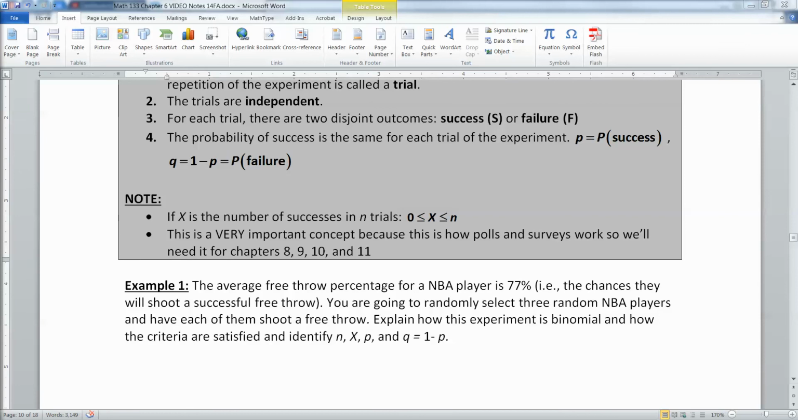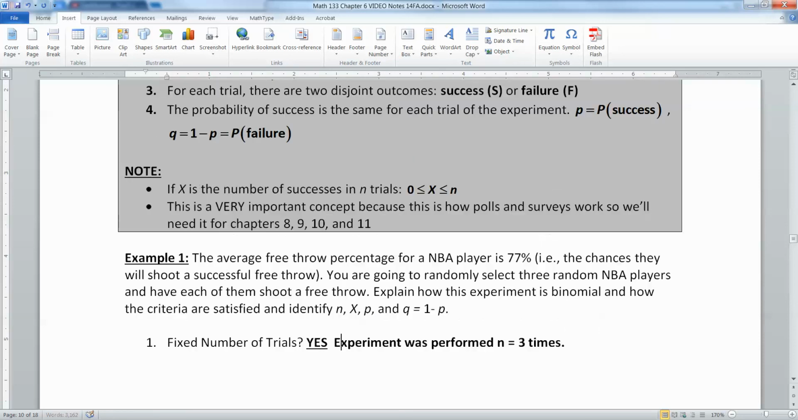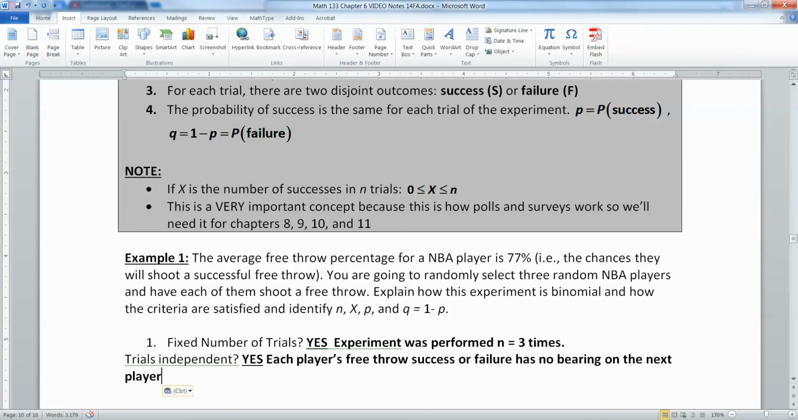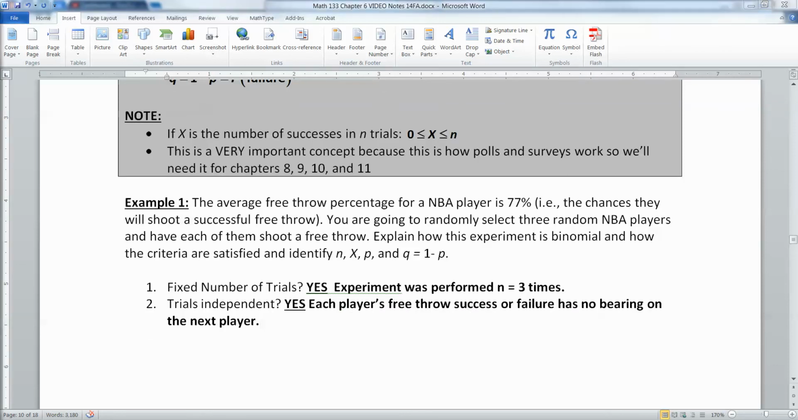We have a fixed number of trials. Yes, we do, because we have 3 players going up to the line, right? The experiment is performed n equals 3 times. So there's your fixed number of trials. Are the trials independent of each other? Sure, they are, because each player's free throw success or failure has no bearing on the next player. I mean, if I'm Kobe Bryant and I go up to the free throw line and I make the shot, the next player behind me is not paying attention to what I did, right?